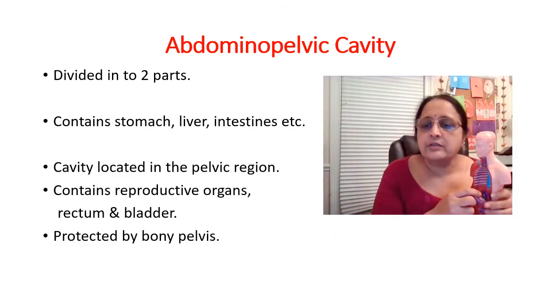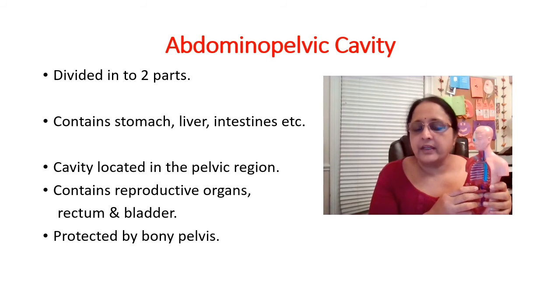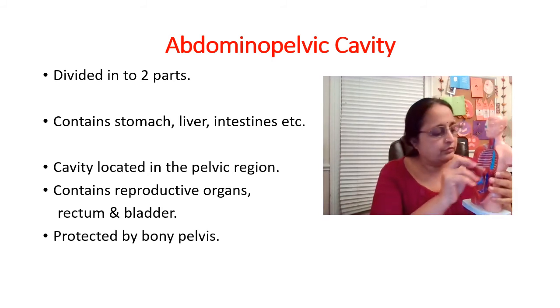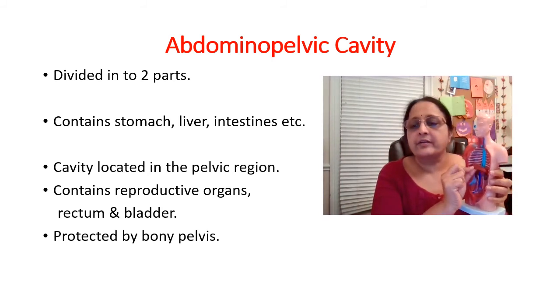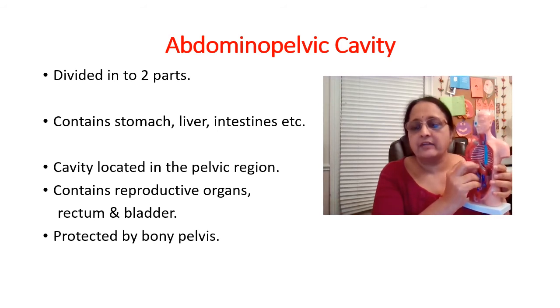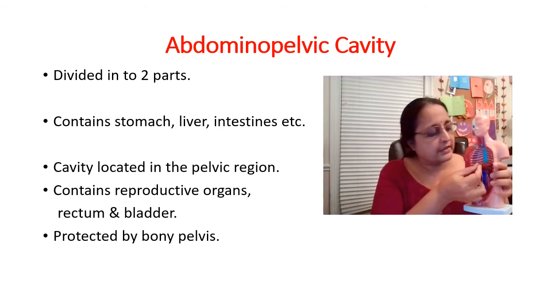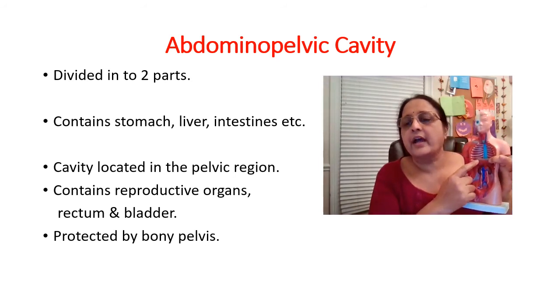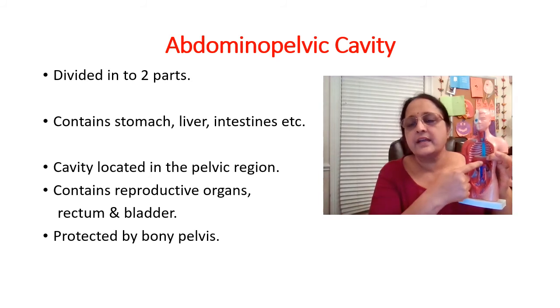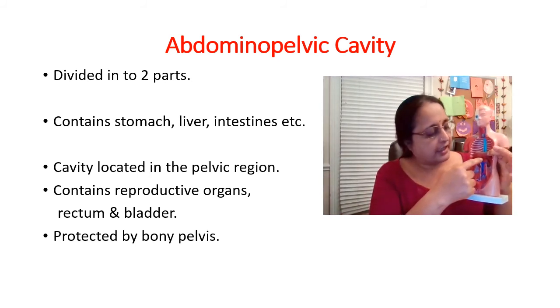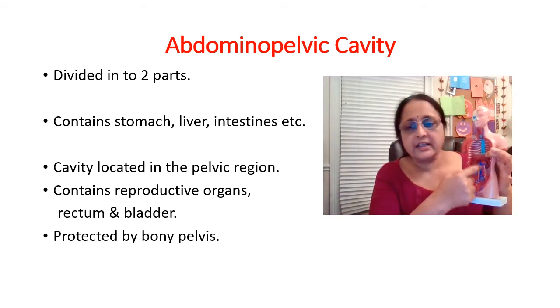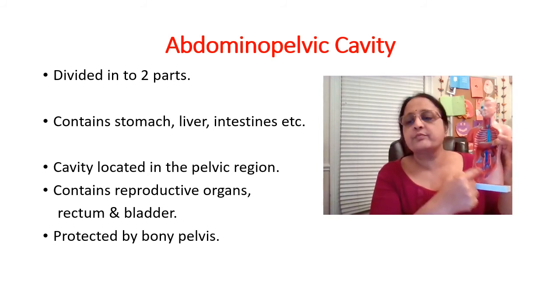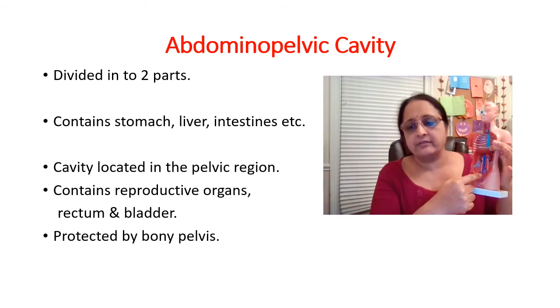So let's move on to the abdominopelvic cavity. So if you remember, this is the diaphragm that is separating the thoracic cavity from the abdominal cavity. If you see this one below, or inferior to the diaphragm, this entire one is abdominopelvic. The one that is immediately next to the diaphragm is abdominal cavity, and the lowermost portion is known as pelvic cavity.